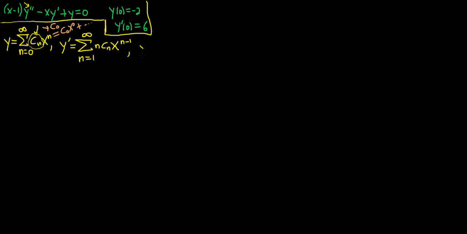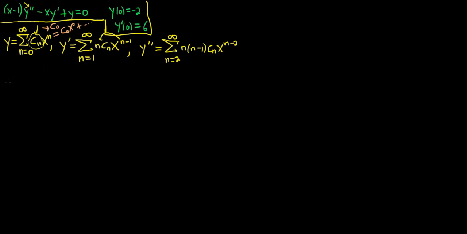If we do it again, the same thing will happen. The first term will go away, so we have to start the summation at 2. So we're going from 2 to infinity. And then bringing down the n minus 1 is going to give us n minus 1, c sub n, x to the n minus 2. Good stuff.